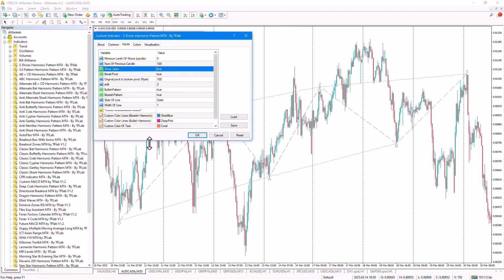In the next section, we can enable or disable the display of harmonic pattern lines. In the next section, we can enable or disable the break pivot status, which is set to true by default. If this option is set to true, even if the identified points are broken, the pattern will still remain valid for us and will be displayed. For example, in this section, point 2 has been broken as the price moves upward, but we can see that the wavelength has still been identified and the pattern has formed for us.